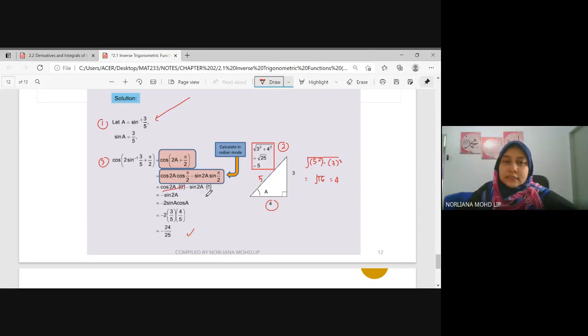Then sin 2A. For this one you have to apply another formula, the double angle formula. So you apply two formulas: the sum and difference formula for A, and for B the double angle formula for sin 2A. So negative sin 2A equals negative 2 sin A cos A. Okay? We substitute sin A is 3 over 5, cos A is 4 over 5.